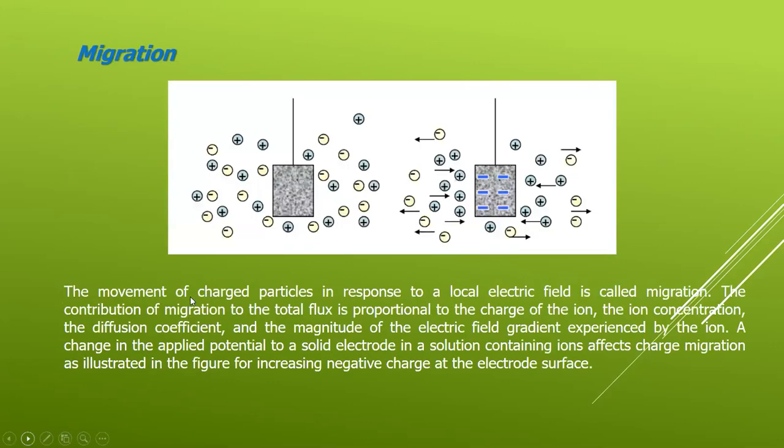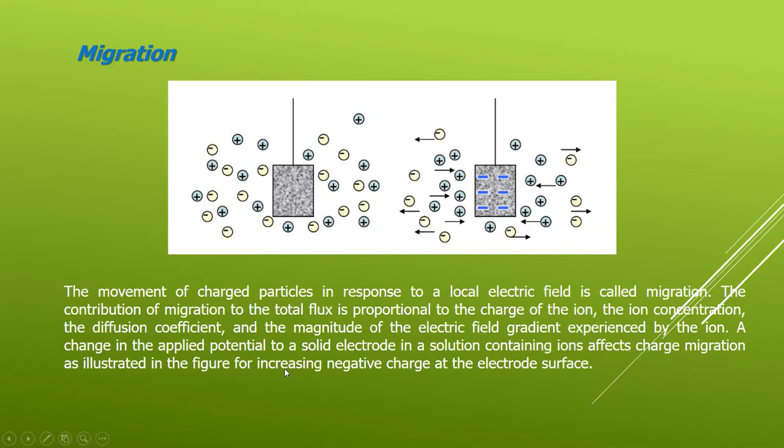Now, when we speak of migration, though we will not be dealing with this one in unit operation processes, it's the movement of charged particles in response to a local electric field. The contribution of migration to the total flux is proportional to the charge of the ion, the concentration, the diffusion coefficient, and the magnitude of the electric field gradient experienced by the ion.